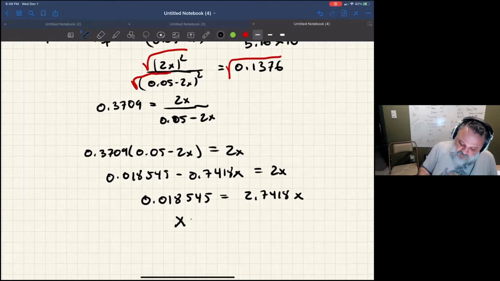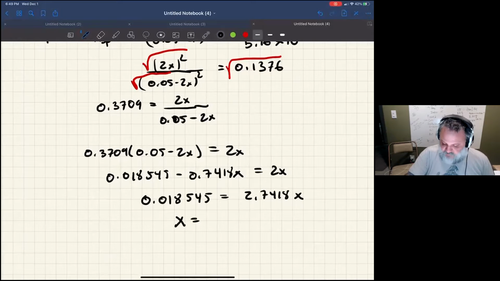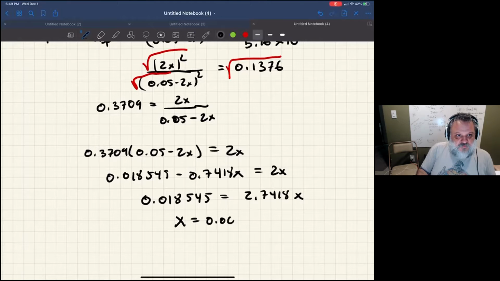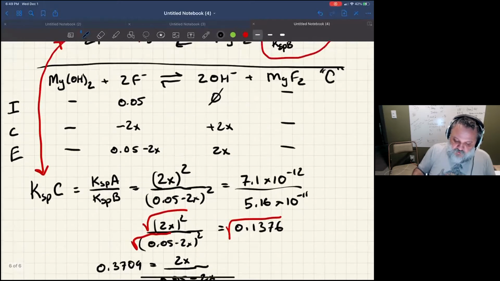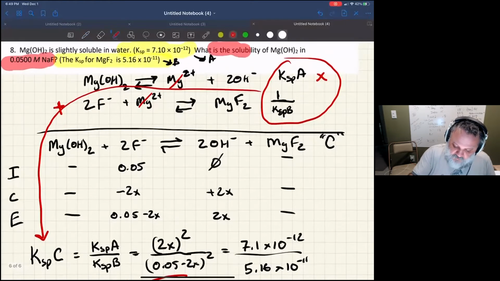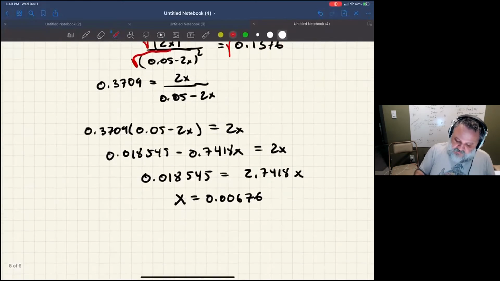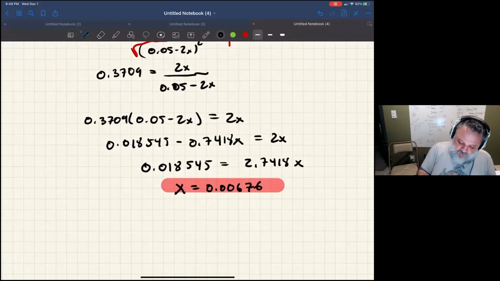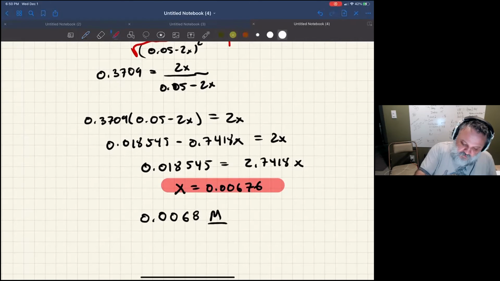2.7418x. Now dividing both sides by 2.7418, I get 0.00676. And remember that we're looking for the molar solubility, and remember that x is the molar solubility. So the molar solubility is 0.0068 molar. And that is the final answer. Okay.